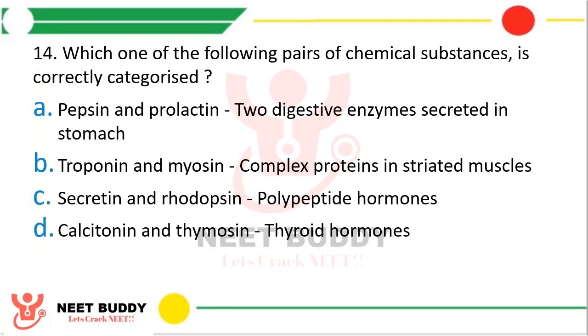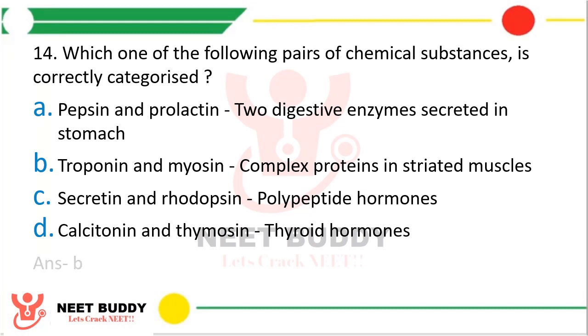Question number 14. Which one of the following pair of chemical substances is correctly categorized? Pepsin and prolactin, two digestive enzymes secreted in stomach. Troponin and myosin, complex proteins in striated muscles. Secretin and rhodopsin, polypeptide hormones. Calcitonin, thymosin, thyroid hormones.